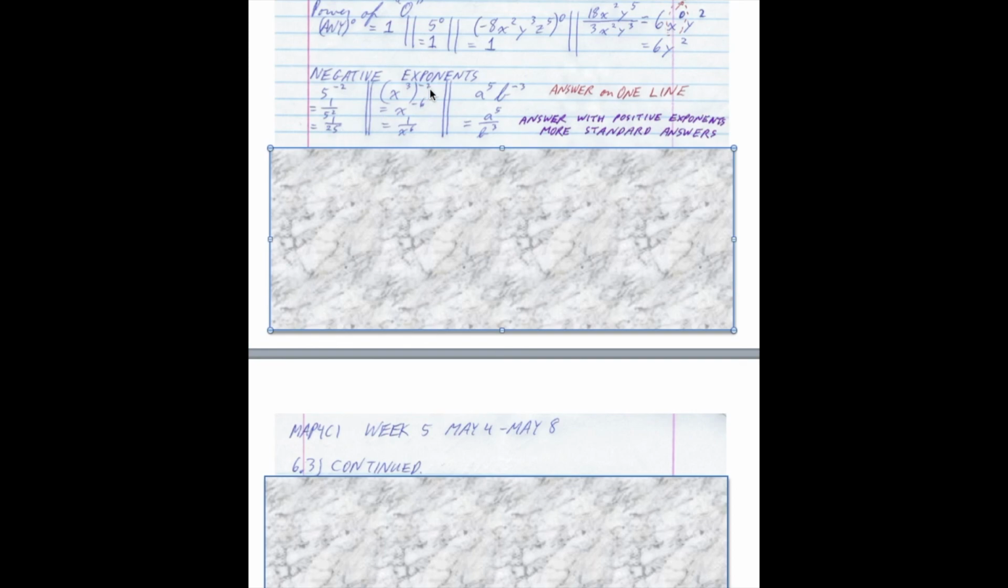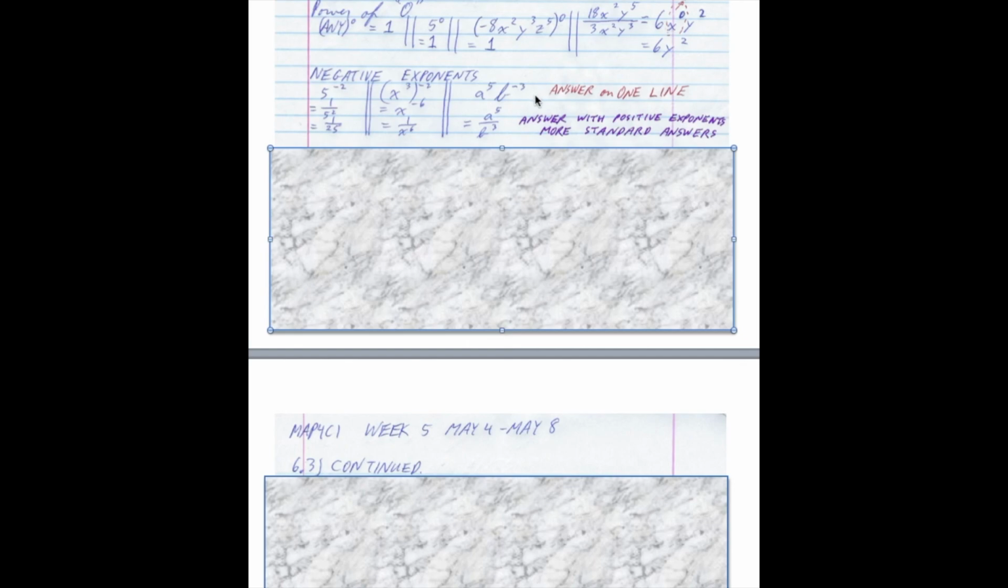Similarly, I've got a power of a power law here. So let's do the power of a power law. X to the power of negative 6. That negative in the exponent says flip it. That's how I end up with 1 over x to the power of positive 6.